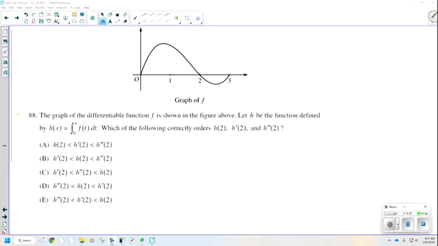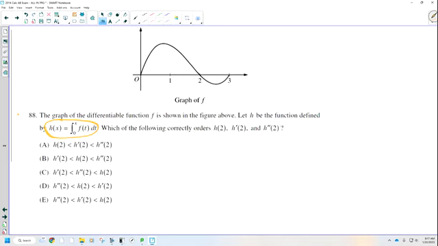88. The graph of the differentiable function f is shown in the figure above. God, I love graphs and tables and charts. Let h be the function defined by h of x is the integral from 0 to x of f of t dt. Which of the following correctly orders h of 2, h prime of 2, and h double prime of 2? All right, let's do this.